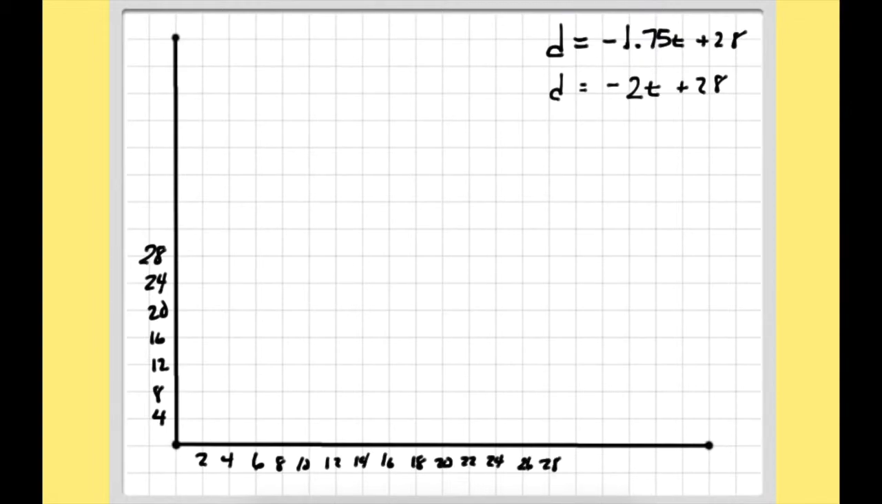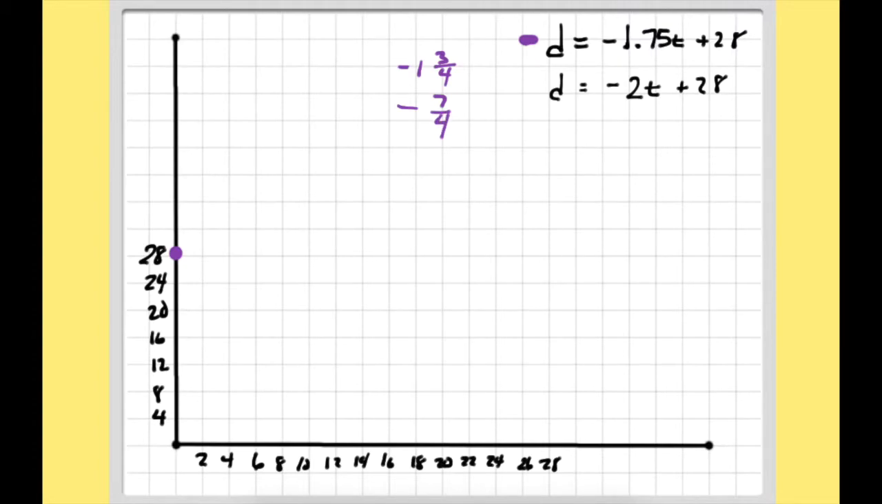Okay, now let's start with our first equation. We'll use purple for that one. That one has a y-intercept of 28 and a slope of negative 1.75. Negative 1.75 as a fraction is negative 1 3/4, and as an improper fraction is negative 7/4.